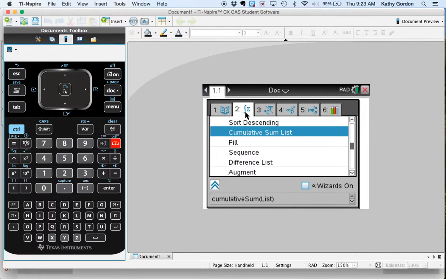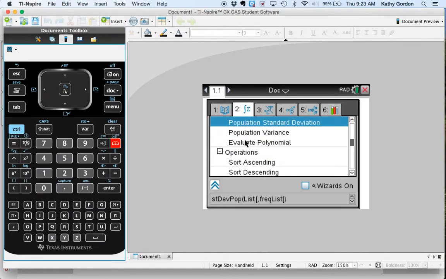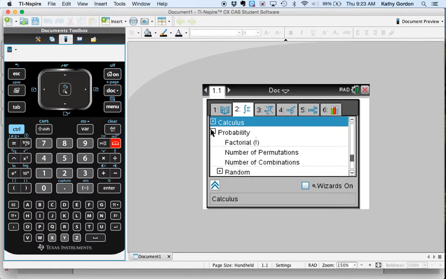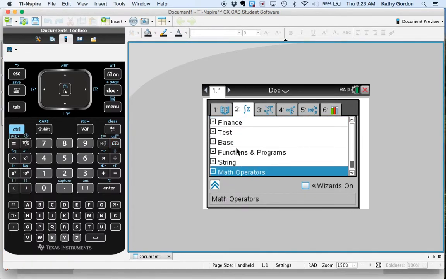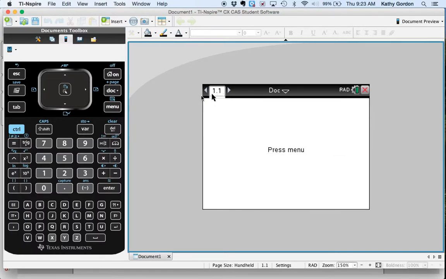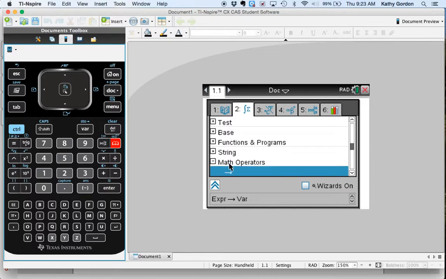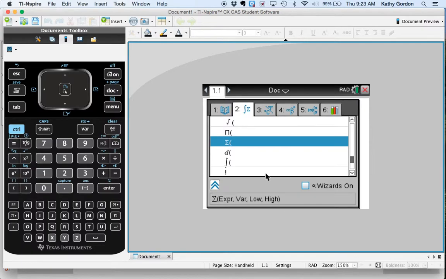And do I want the second tab or do I want something else? Yeah, the second tab. Second tab, and I want, oh, it's operations. It's pretty far down. Math operators. Oops. Find the sigma sign, and it takes 4 parameters. Whoa, there she is. Parameters.